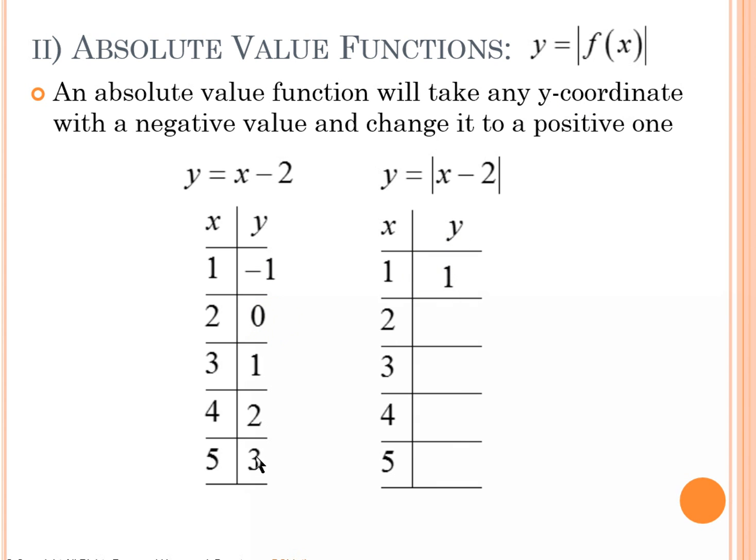And since all of these values are not negative, you just leave them the same way. So this would be 0, this would be 1, this would be 2, and this would be 3. Okay, and that's it. Absolute value functions are a little bit easier than the reciprocal function. Let's take a look at a few more examples.